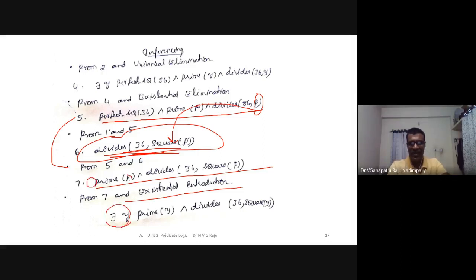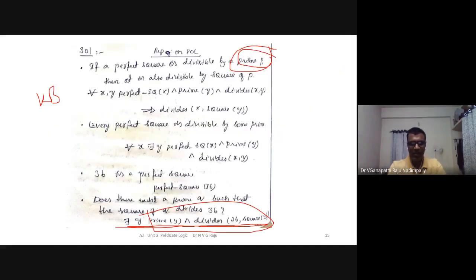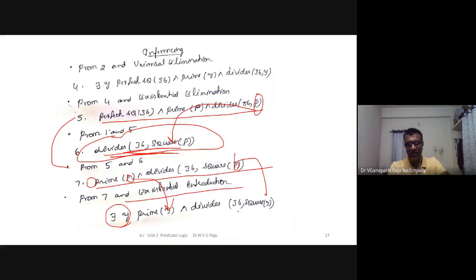Wherever p is there, I am replacing it back with y. Now, did I get the same? Whatever I have to prove, did I get the same thing from this or not? Does there exist a prime q such that square of q divides 36? Do you get the same thing here? Finally, did you prove that using FOL?